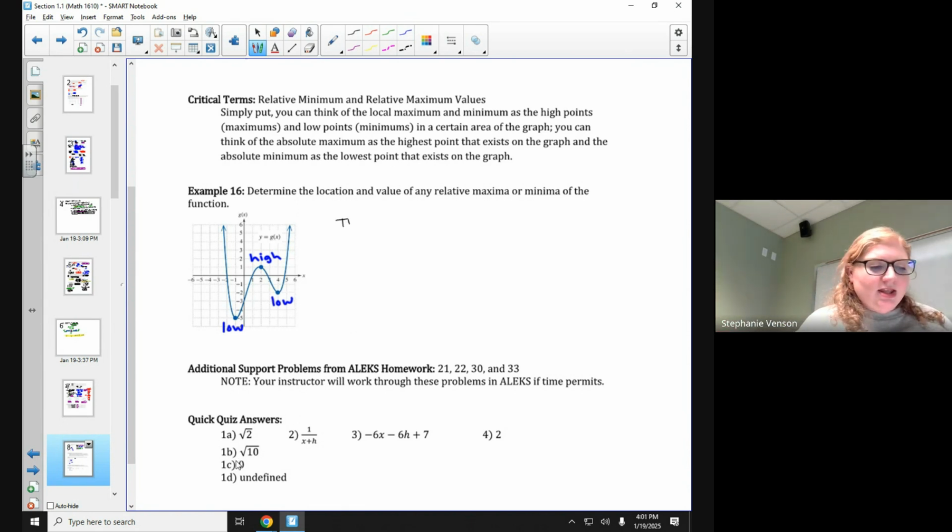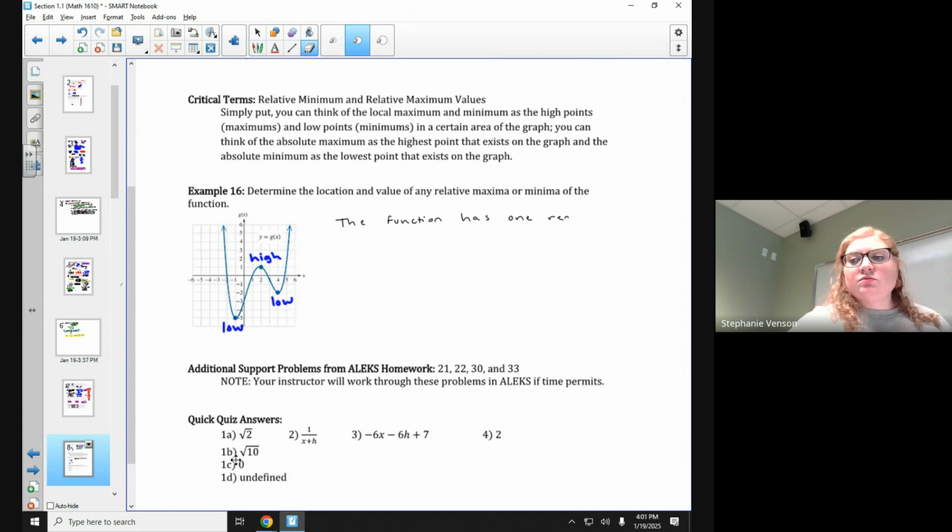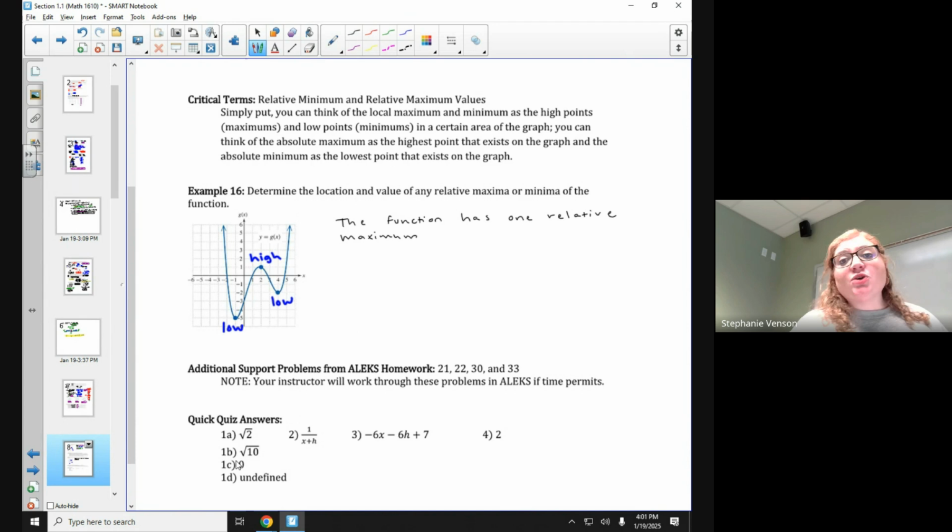So we're going to say the function has 1 relative maximum. Remember, that's a relative high point at, and then we're going to put the actual coordinate point of this high point, which is (2, 1). So we can say the function has one relative maximum at (2, 1).